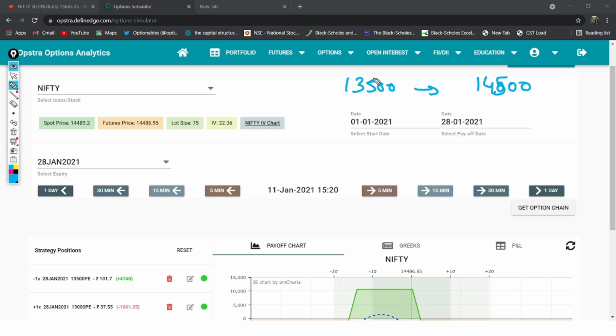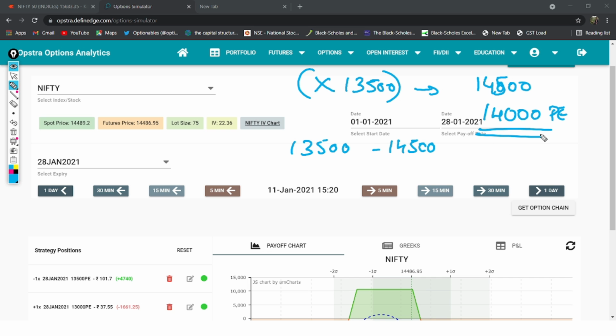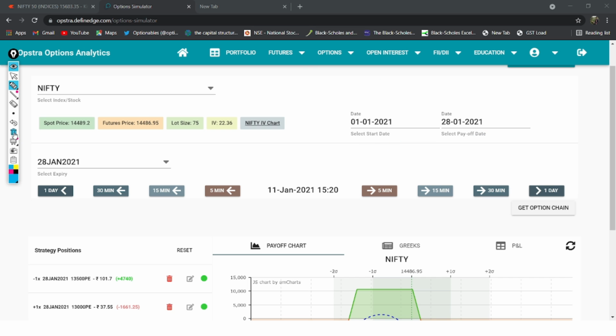So I am going to exit these puts and come to 14,000 puts. Why? The average of 13,500 and 14,500 is 14,000. So that's the reason I am going to take 14,000 puts. Now let's come to 14,000 puts.